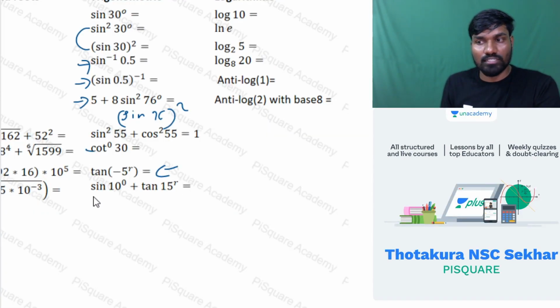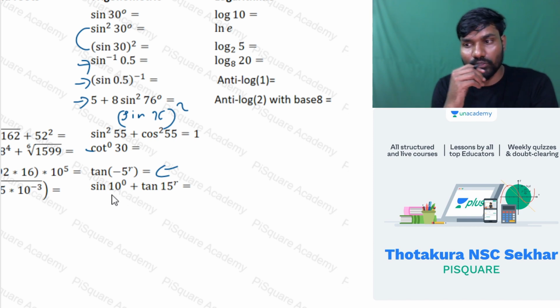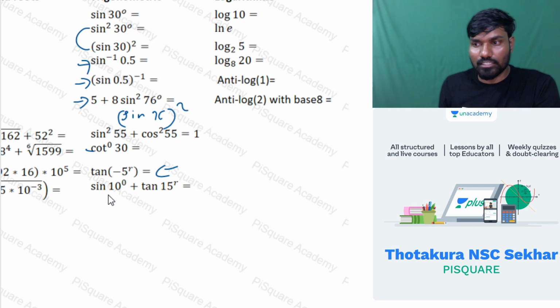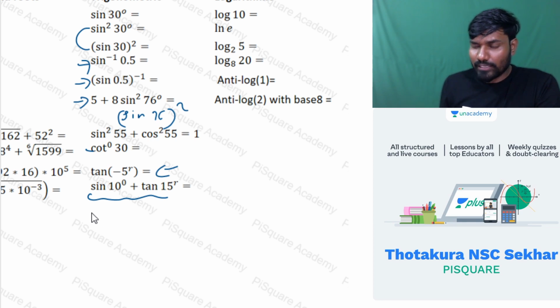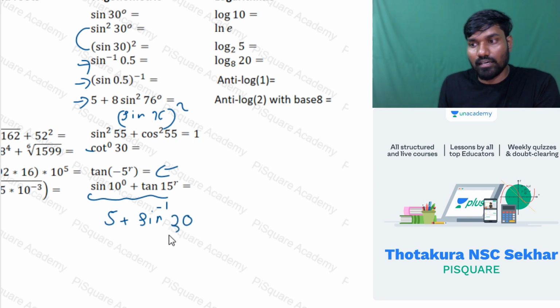Now somebody is asking whether you must keep the value in radians or something. Some people are asking it. I think this might help you. Sine 30 degrees plus tan 15 radians, if you want to perform this. Or sometimes you may have to perform something like 5 plus tan inverse of, or maybe sine inverse of 30. I want to do this operation also. Let's keep it.